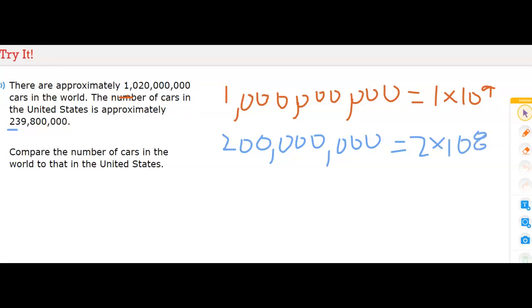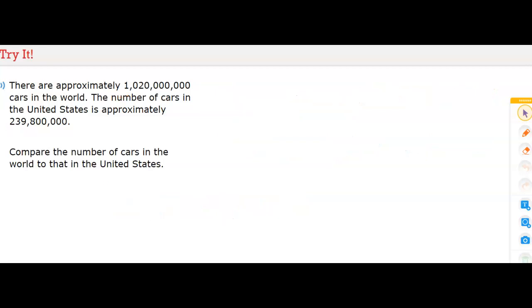Okay, and then now we have to compare. And so the cars in the world, we have 1 times 10 to the 9th power is going to be greater than 2 times 10 to the 8th power. That's it.